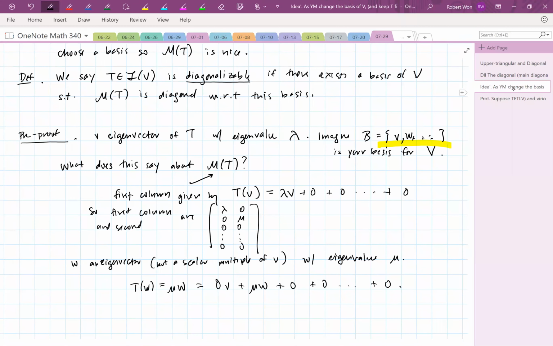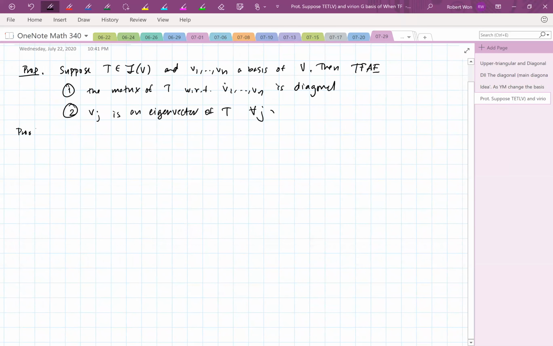Okay, so this pre-proof shows that if you have a basis, well, okay, you need to combine this with induction, I guess. But you do induction. Maybe you can even just do it all at once, right? So if each of your basis elements is an eigenvector, then you'll get that the matrix is diagonal basically by definition. Okay, so the pre-proof proved that 2 implies 1, essentially.